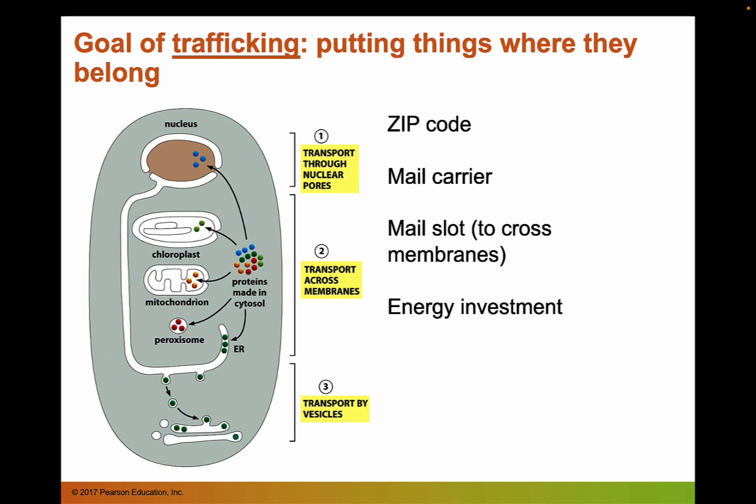And this is going to take energy. And so we can think of this as a delivery vehicle that is bringing the carrier from place to place, and that delivery vehicle needs gas. So these are just some analogies to keep in your mind. And in each example, when we talk about proteins being trafficked, I'm going to point out the zip code, the mail carrier, the mail slot, and the energy investment. So try to keep track of those as we move through, right?